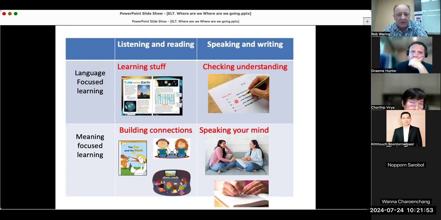At the bottom part here, we read books and study. We read books and we listen to, let's say, movies and songs and so on to build connections. So we're trying to get a sense of how the language fits together and to develop that implicit knowledge. On your right, you've got speaking your mind, saying what you want to say. That's the output side of things, where you can choose what you want to say, and you're getting feedback on your performance.